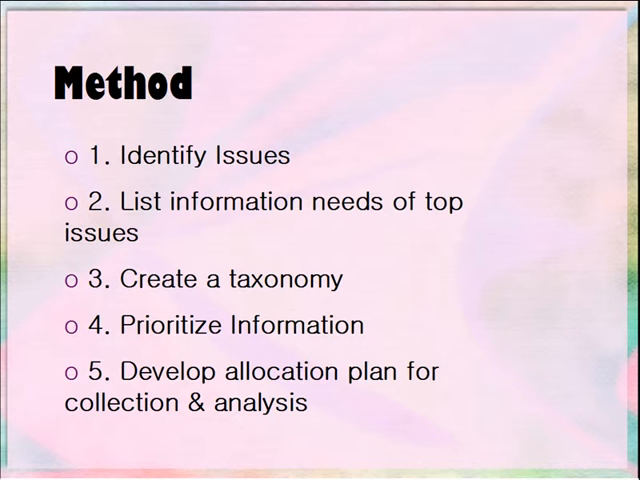The fourth step is to prioritize information items by rating the importance of the different issues. We will use a 1 to 7 scale, with 7 being the most important. And finally, the fifth step is to allocate the resources to devise a plan for data collection and analysis. This determines whether information is to be collected routinely, occasionally, or collected when the need arises.